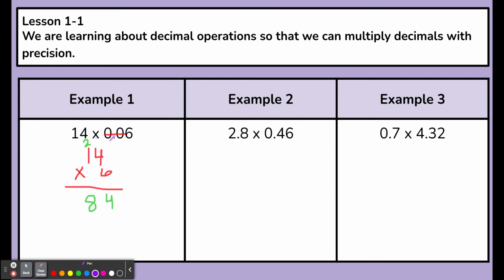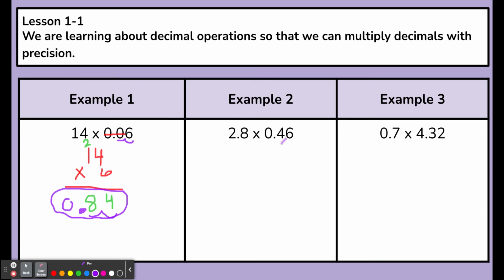So when you look at this problem, you notice you have 1, 2. There are 2 digits behind that decimal point. That means my answer must have 2 digits, 1, 2, behind the decimal point. So my answer for 14 times 6 hundredths would be 0.84. And that's that. So let's try another example.